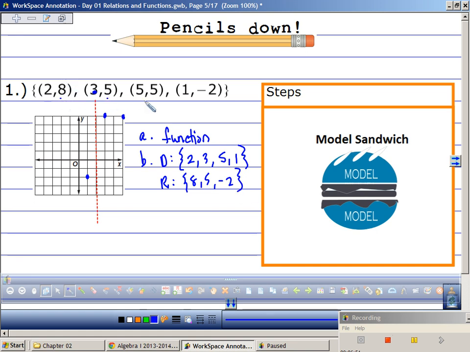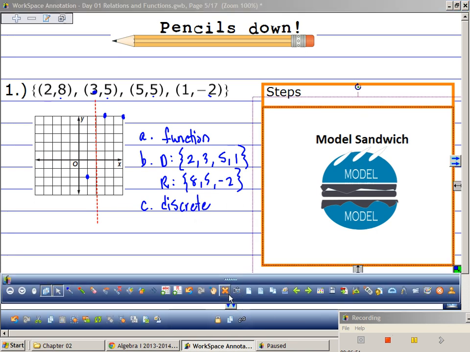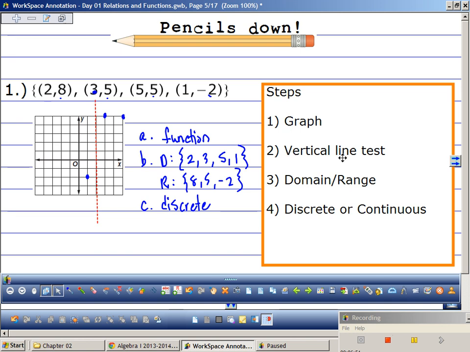They're all right here. And finally, I'm going to ask myself, is this continuous or discrete? Continuous would be a line or a smooth curve with infinite elements. This does not have a smooth curve or a straight line, so this would be a discrete relation. Look at my steps here. Graph, vertical line test, domain, range, discrete or continuous.